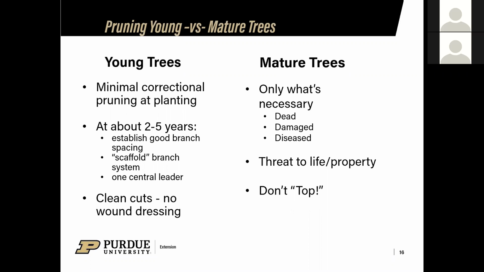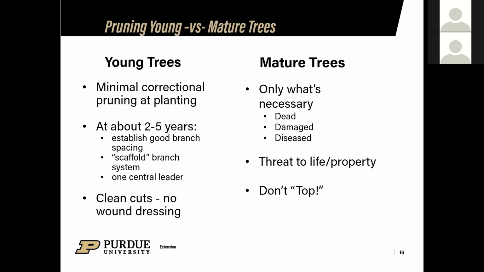We'll talk a little bit about making clean cuts in a couple of slides. The other thing is no wound dressing. If you make a good clean pruning cut, that tree will encapsulate that wound, that damage, and it will continue to grow without any problems. So no paint, no wound sealer, no filling holes with concrete, anything like that. Make a good clean cut and walk away.